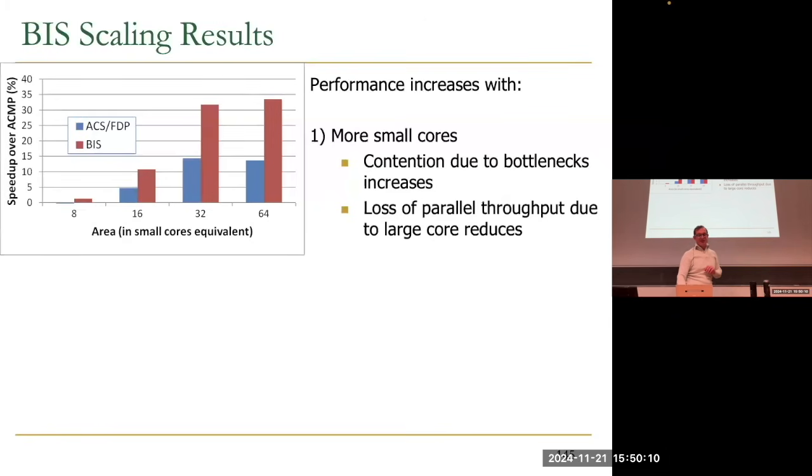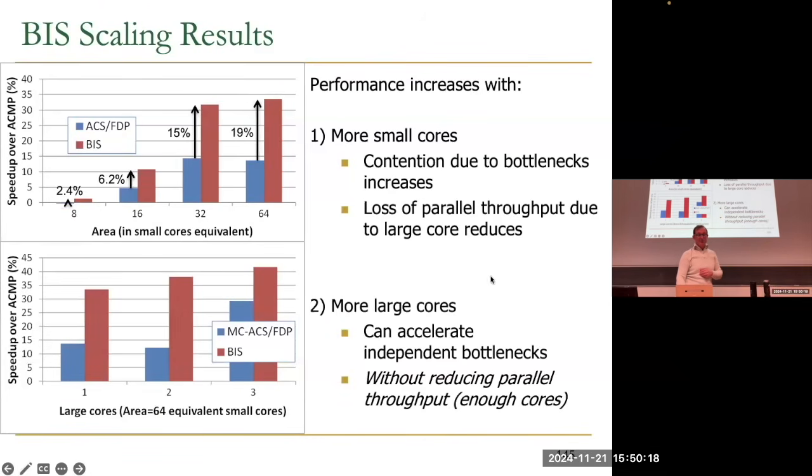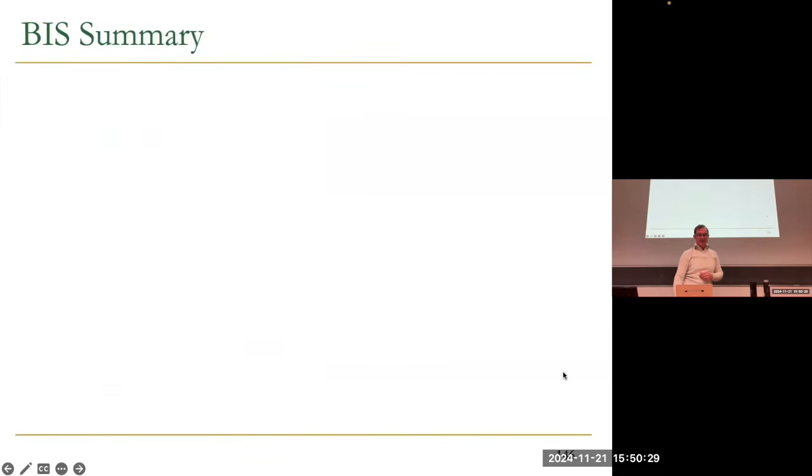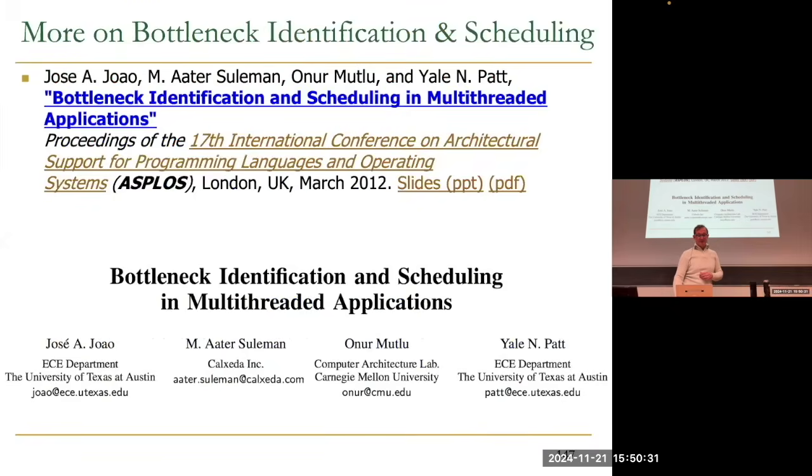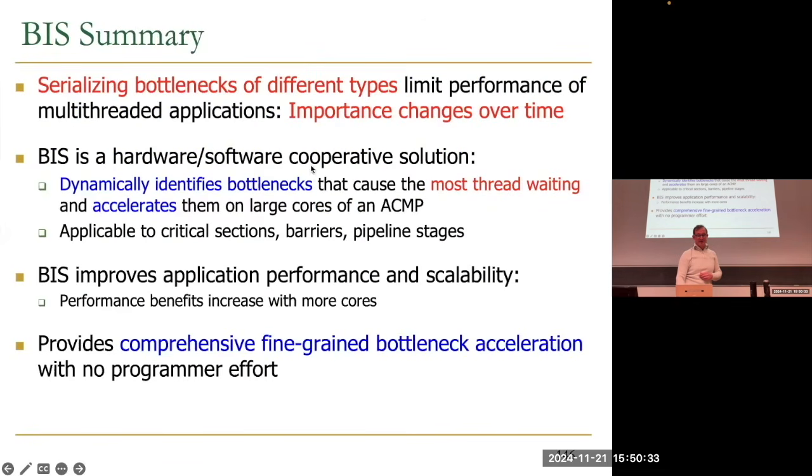So we have a bunch of more results. As you have more small cores, you get better performance because contention increases and loss of parallel throughput reduces. I'll not go through this. If you have more large cores, it's actually good because you can accelerate independent bottlenecks without reducing parallel throughput because you normally have enough cores for parallelism. And also you can do multi-threading. Okay. So I think we have covered this. Essentially, I think I will probably say this last point over here.